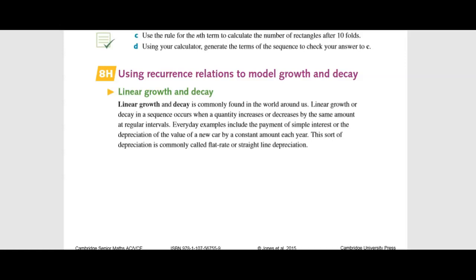Hi ladies, in this video we're going to go through 8H, so probably the hardest section in the textbook. And we're looking at using recurrence relations to model growth and decay.